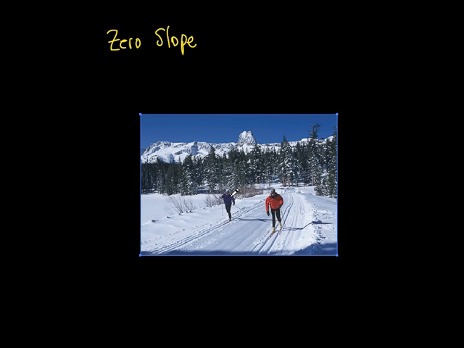Now, we've talked about positive slope and negative slope. Let's talk about 2 other types of slopes. And the first one would be zero slope. So what is that? Does it rise up like this, or does it go down? What is a zero slope? Here's a little picture to help you remember it.